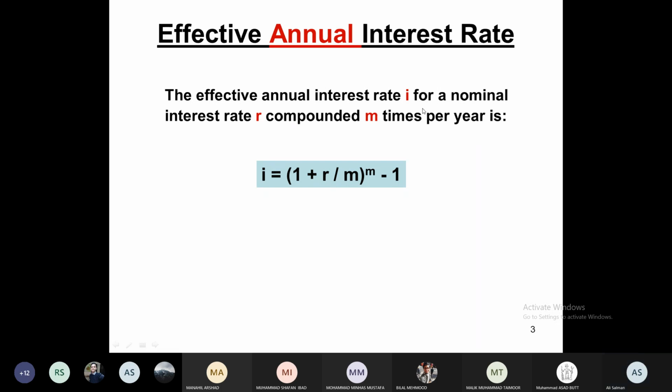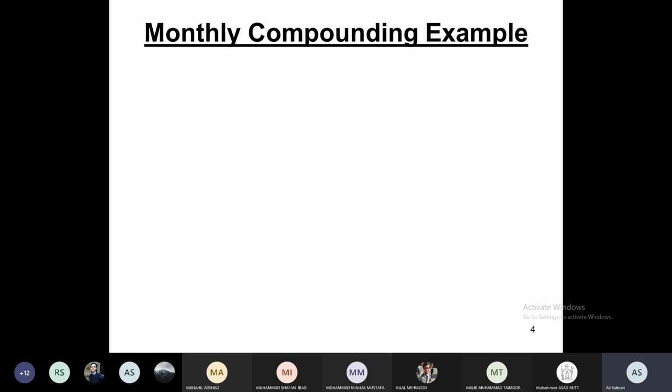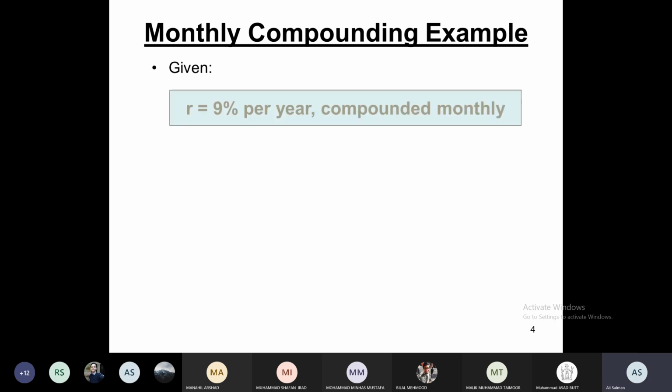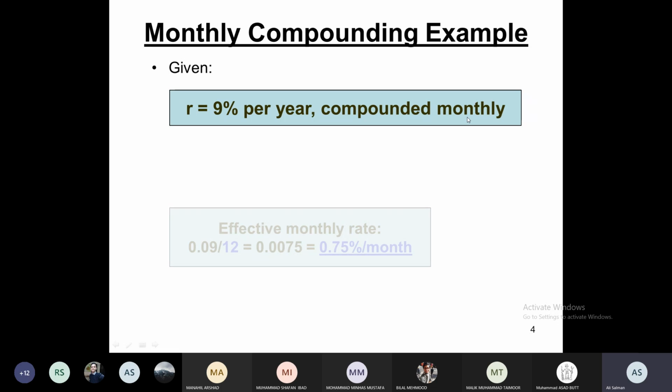R is the nominal interest rate as shown, and compounded M times per year. So we need to know the compounding frequency, that is M. Now we will solve a monthly compounding example. Here in the given data, R is 9% per year compounded monthly. So this is the nominal interest rate, and 9% per year compounded monthly means M is equal to 12.